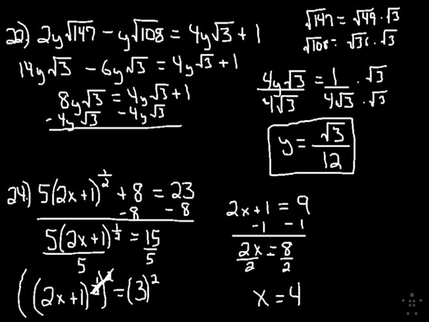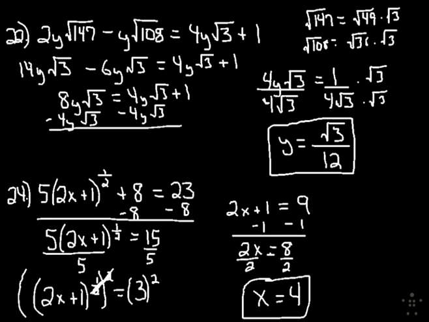If you want to check that, you can. We'll just do it mentally here. 2 times 4 is 8, and 8 plus 1 is 9. And that's the square root of 9, essentially, which is 3. So 5 times 3 is 15, and 15 plus 8 is equal to 23. So again, every once in a while, check to make sure your answers are correct.